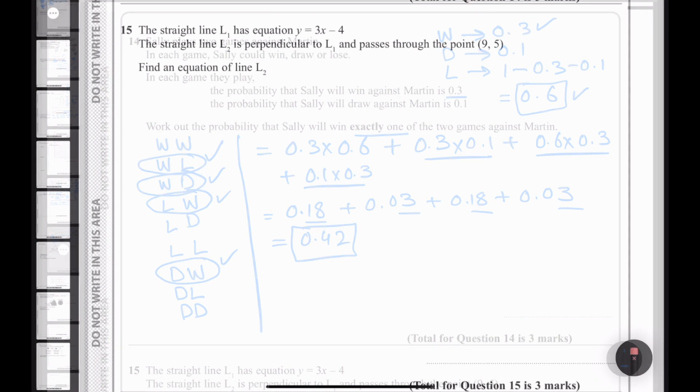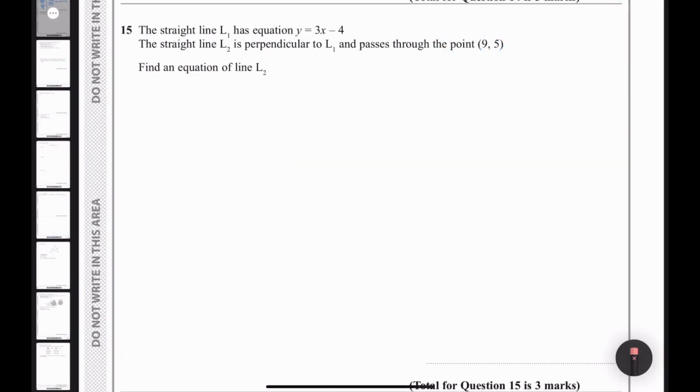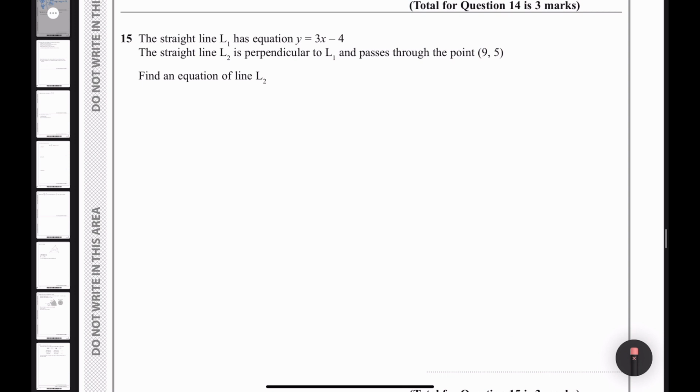Okay. Right. So question number 15. In this question, it says the straight line L1 has the equation y equals 3x minus 4. The straight line L2 is perpendicular to L1 and passes through the point (9, 5). So find an equation of the line L2.